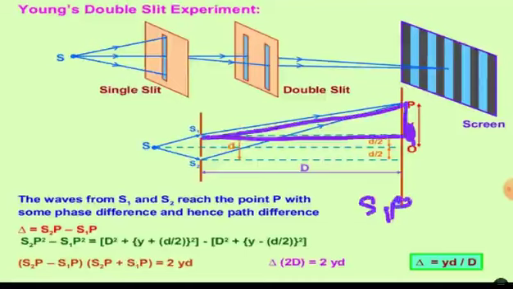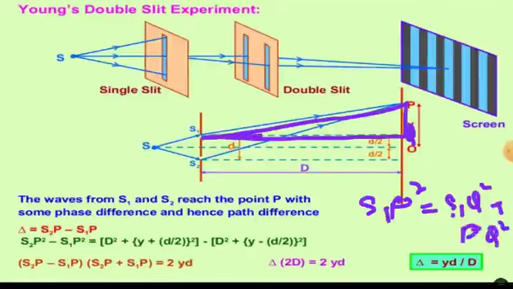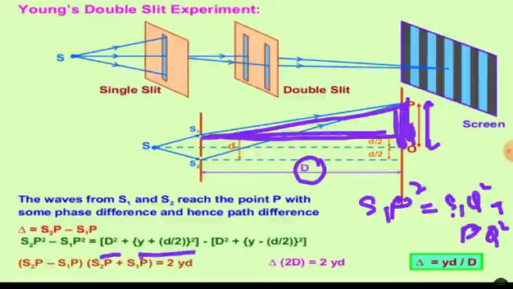S1P, if you take this as the hypotenuse, then its square will be equal to S1Q square plus PQ square, right? So your S1Q is nothing but D, and this PQ is nothing but Y minus d by 2. From this Y, if you subtract d by 2, then you will get this portion. Am I right? Likewise, if you do it, you will get it in this way. Got it?